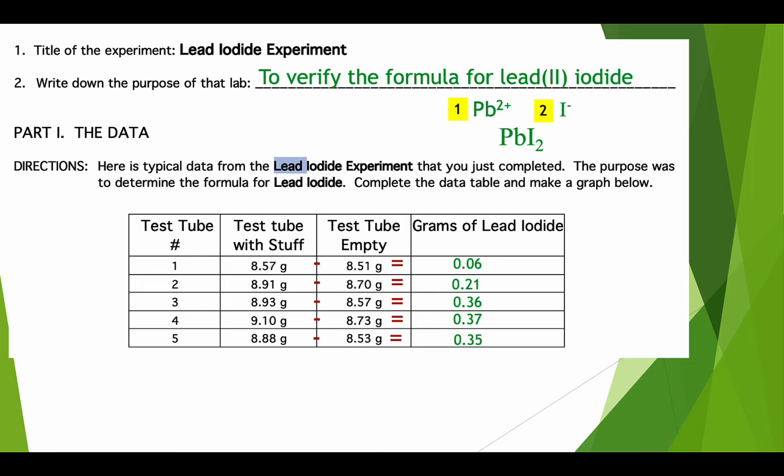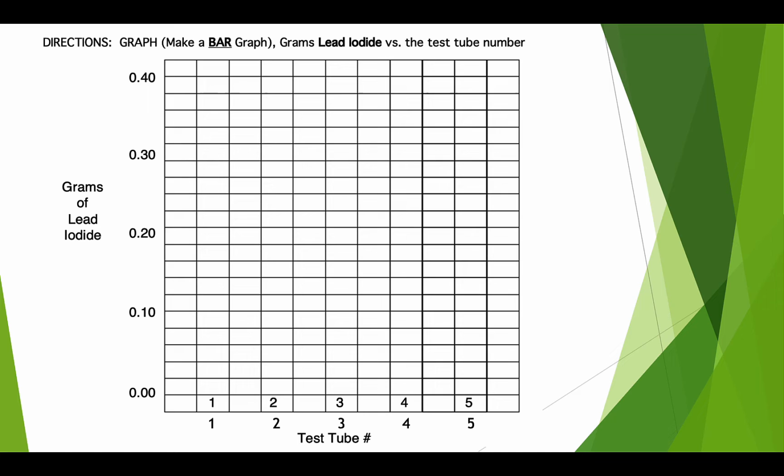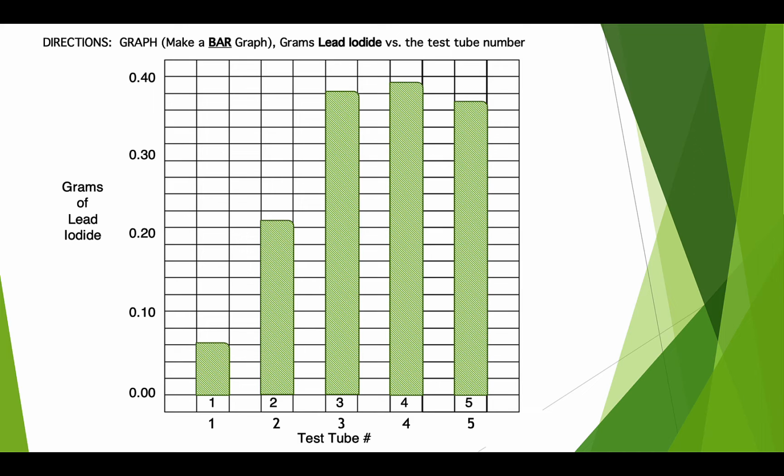So in the lab, the next thing we did with our data was graph it. So we had a graph of our test tubes on the x-axis and the grams of lead iodide inside of each test tube on the y-axis. And when we graph our sample data, it should look a little something like this.